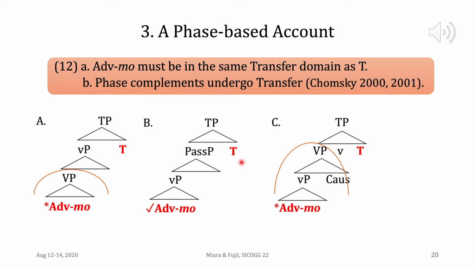Diagram C represents the case of causative sase. If ADV mo is adjoined below a ni argument in the embedded small vP, then T is excluded out of the transfer domain that contains ADV mo. The large vP is a transfer domain, so T is excluded. So the ungrammaticality follows.